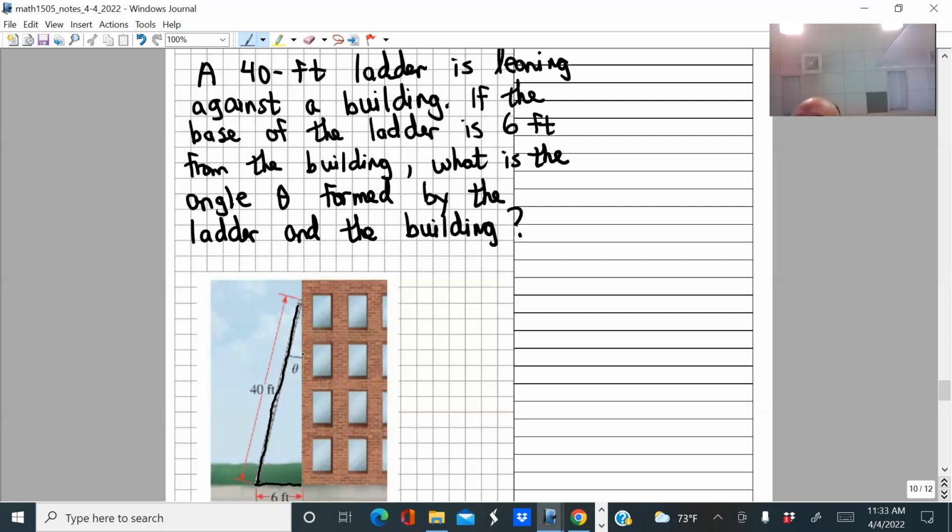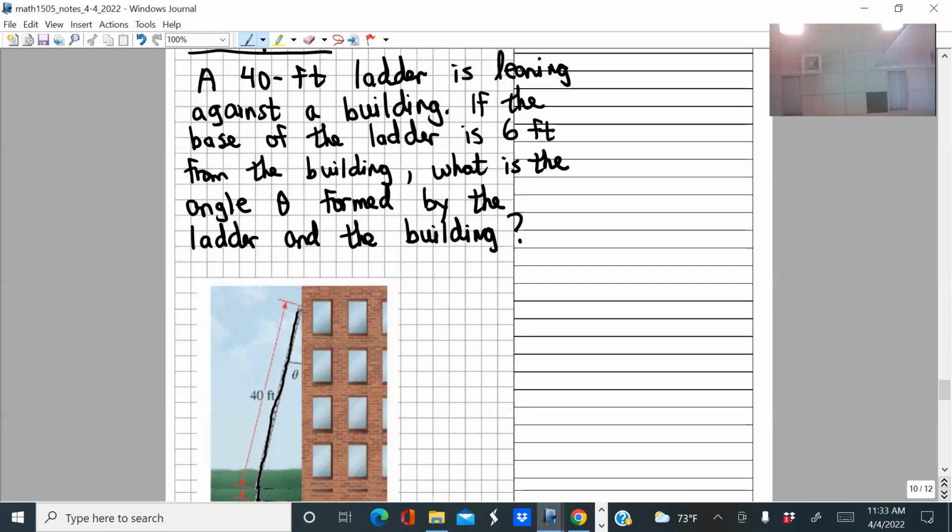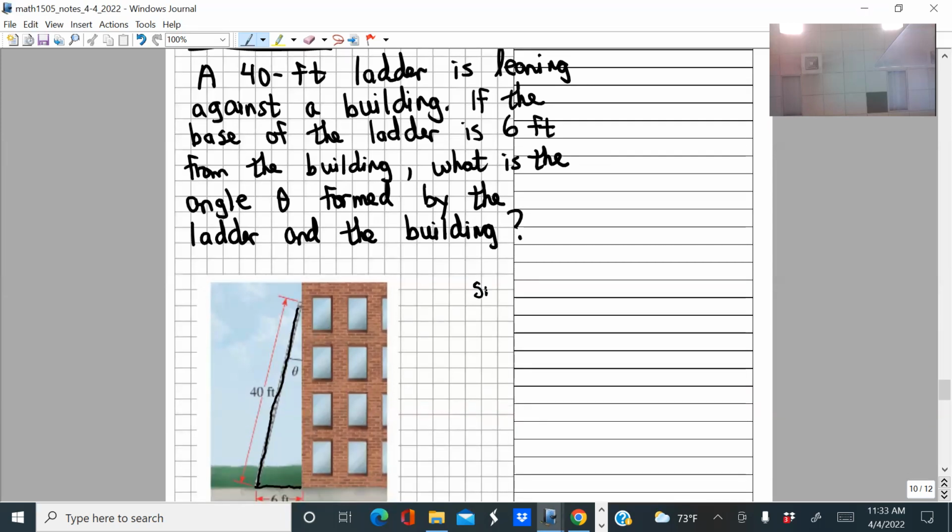Did someone get the answer at home there? Did y'all come up with a number? Yeah, Ken, I think that's right. So let's see how we arrived at that. I think everyone wrote down the equation nicely. We know sine of theta is equal to opposite over hypotenuse, right? So that's 6/40, which if you want to, you can reduce to 3/20.